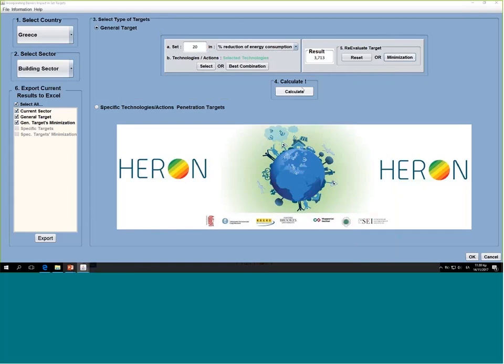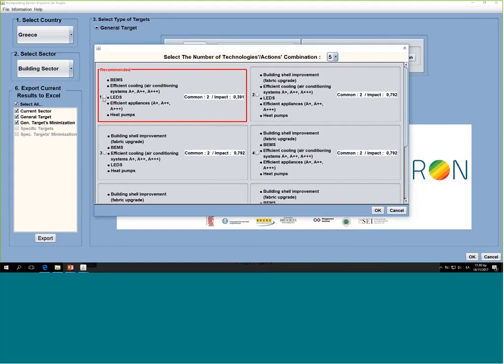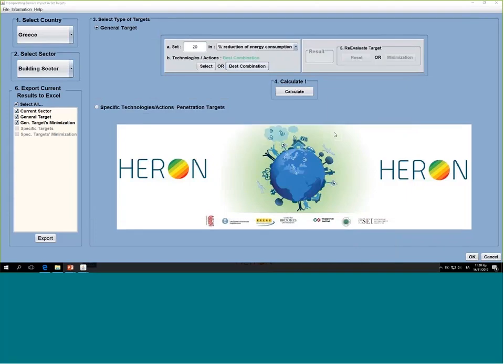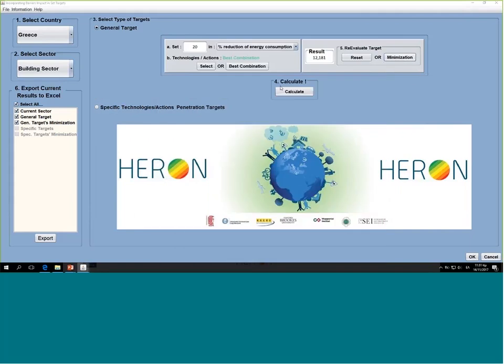But the best thing here is that if the user does not know which combination of technologies to use, the software has the option to select. So if we select these, you can see now that the deviation is much less, meaning that with this set of technologies we can have better results. Again, we can minimize, selecting the barriers that we consider can be confronted, the same time interval, and you can see that we have much better results and much less deviation.